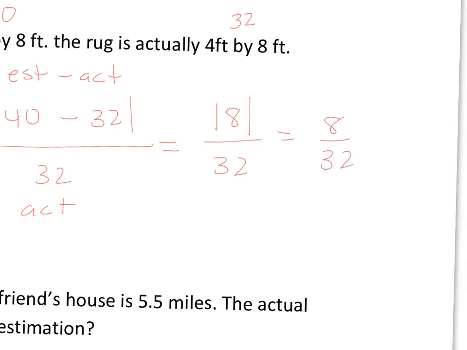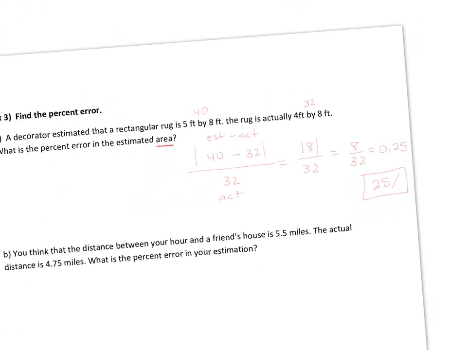Now you're going to go ahead and divide this on your calculator and find out that it's 0.25, okay? Now, since it's asking for a percent error, I need a percent. So 0.25, we're going to call it 25%. And that's our answer. Okay, now let's take a look at another one of those.